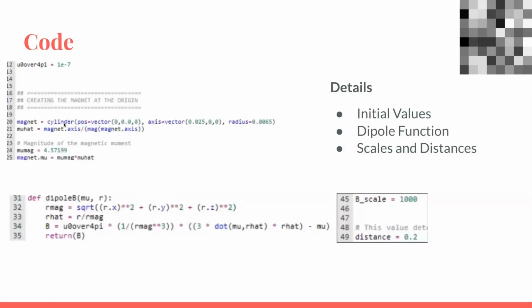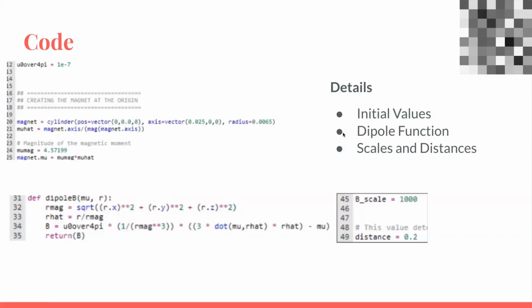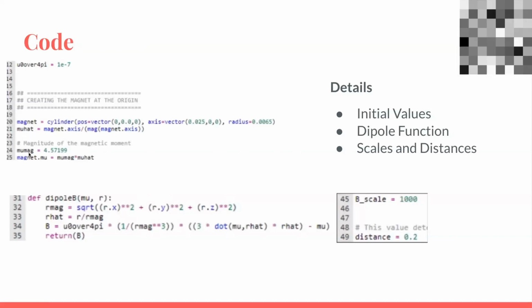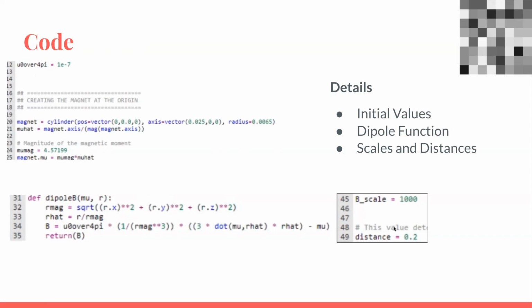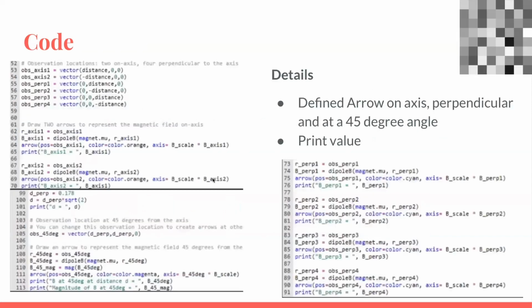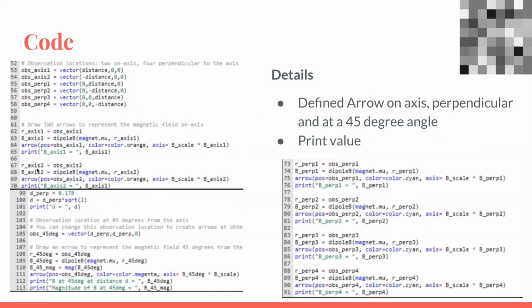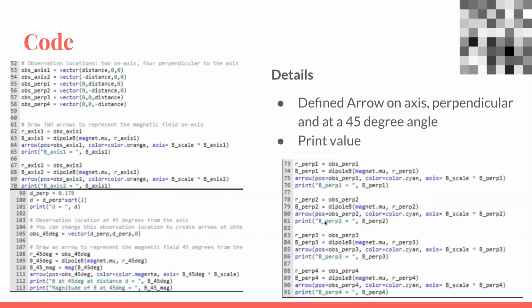Our code shows our initial values here of mu 0 over 4 pi, mu hat, and mu magnitude, and then we have the dipole function and the scales and distances shown here. Code part 2, this was the code to show 2 arrows drawn on axis, 2 arrows drawn perpendicular, and 1 arrow drawn off axis. And for each arrow, a position, color, and axis are defined.